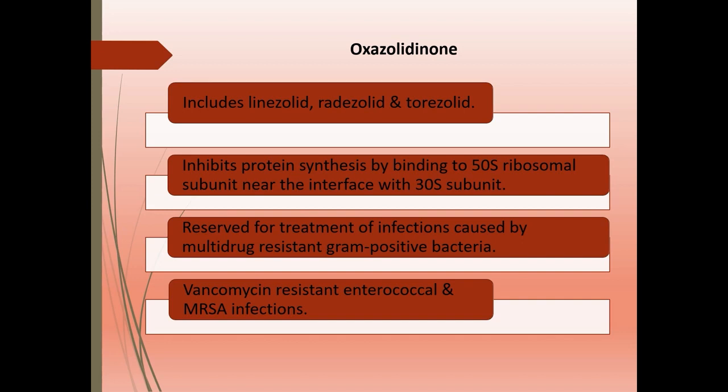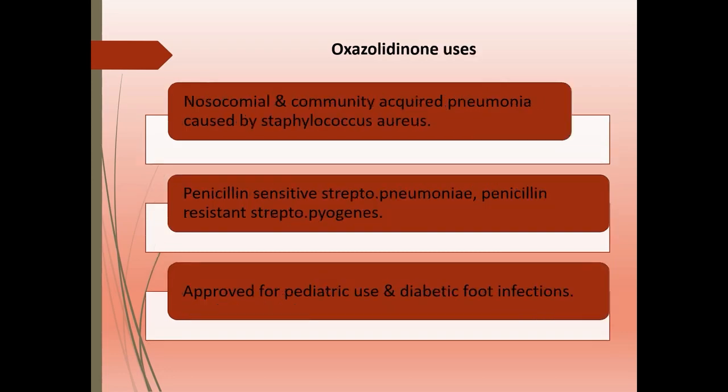Since the obstetrician wanted to give a higher antibiotic, because after a cesarean section sepsis is more common, we should first treat that. By suspicion only she gave linezolid, because it's very effective for multi-drug resistant gram-positive bacteria, even methicillin resistant Staph aureus infections, vancomycin resistant enterococcal infections, and also for nosocomial and community acquired pneumonia caused by Staph aureus, penicillin sensitive Strep pneumoniae and penicillin resistant Strep pyogenes. It is a reserved drug for highly resistant infections. It is also given for pediatric use and diabetic foot infections.